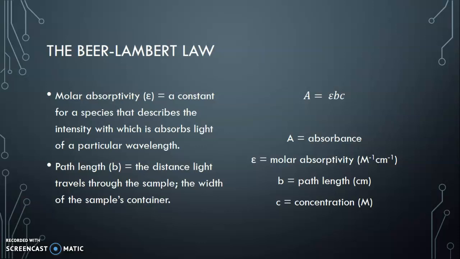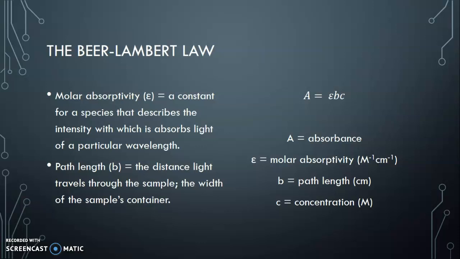The path length is just the distance that light travels through your sample, which is the width of your sample's container. So we use these special square test tubes, essentially, known as cuvettes, to do these types of experiments, and most of them, including ours, are 1 centimeter in width. So both molar absorptivity and path length are constant in most UV-vis experiments, meaning that absorbance and concentration are the only things that change, and they're directly proportional to one another.